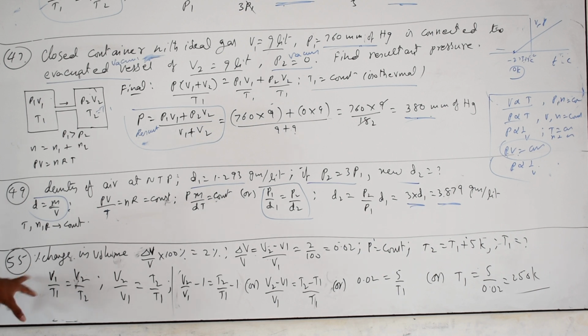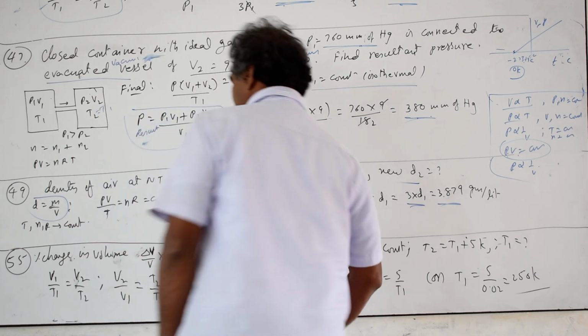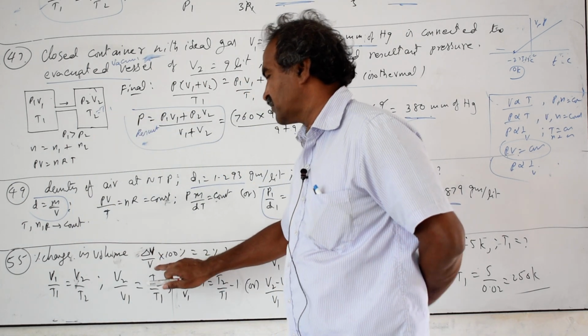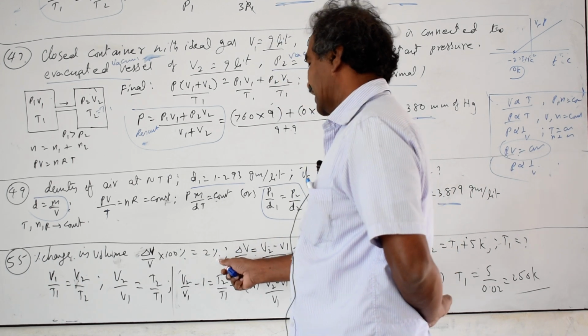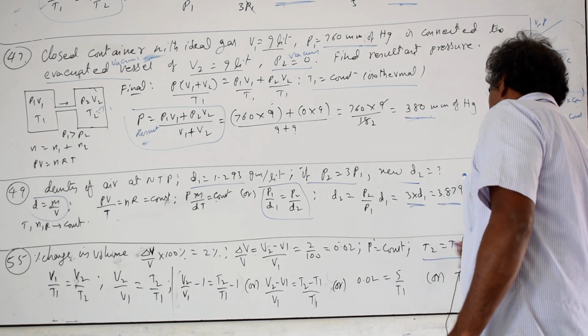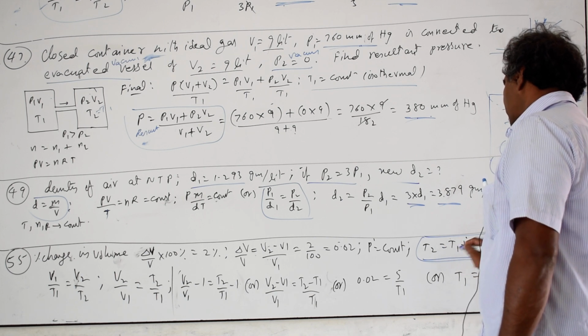Next, question number 55. Percentage change in volume is given as delta V by V times 100%. The percentage is 2% given. Percentage means change in value by initial volume, with 100 it is a relative change in volume. Percentage change in volume is delta V by V into 100 equal to 2%. And they asked: the temperature increased by 5 Kelvin, so T2 minus T1 is 5 Kelvin.